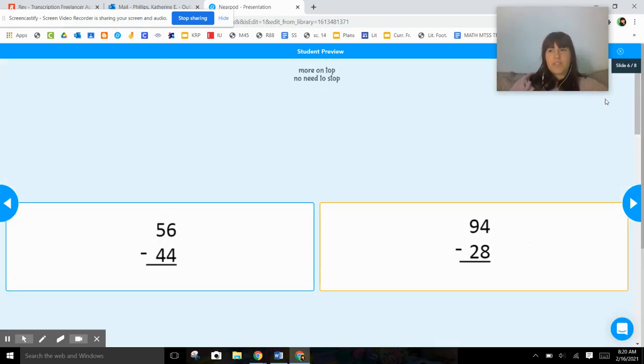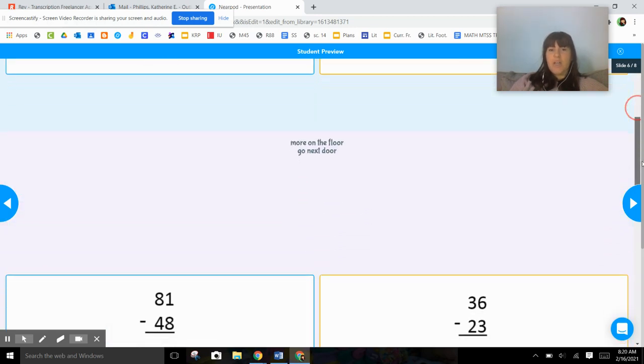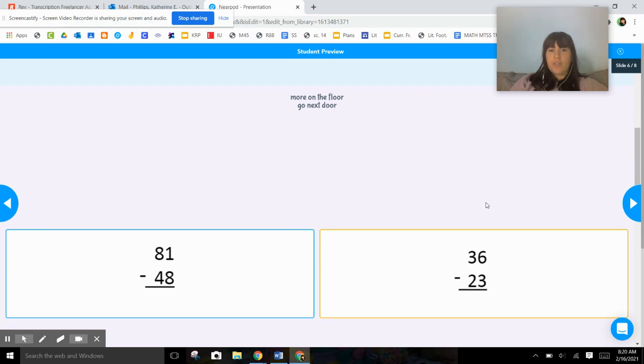So we said this one was definitely more on the floor, more on top. No need to stop. The next one is more on the floor. Go next door. So you were looking at these and your little person was climbing up the mountain, but these were the exact same equation. So the second one was more on the floor, go next door. So you have to see which one of these has more on the floor. So there's 1 and 8. So 8 is definitely more. So that's on the floor. So it's definitely this one. This one's 6 and 3. Definitely there's more on top on this one because 6 is bigger than 3.